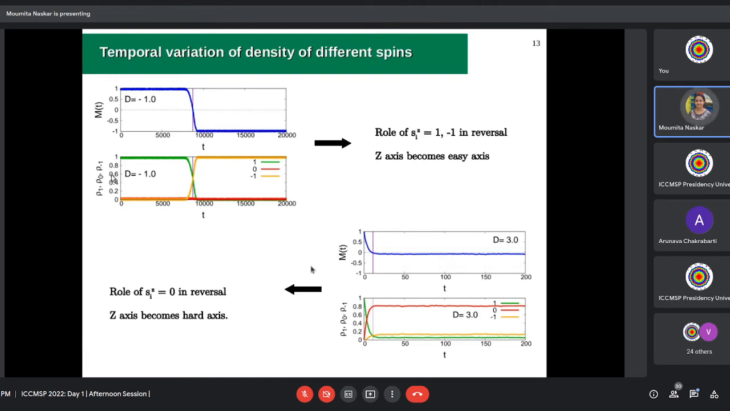So here is the plot for the density of all the spins with time. For a large value of negative anisotropy, we found that the spins are either in the +1 or -1 state, and the density of spin 0 is almost 0 here. But as we increase the positive anisotropy, we found the active role of the spin 0, which indicates that the z-axis then becomes the hard axis.